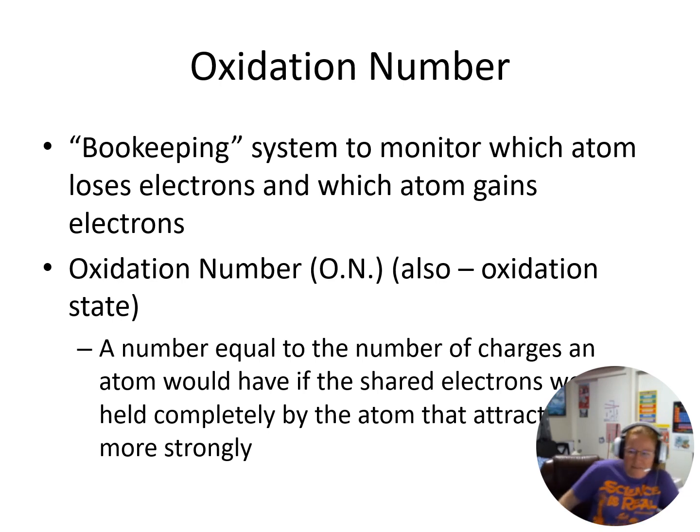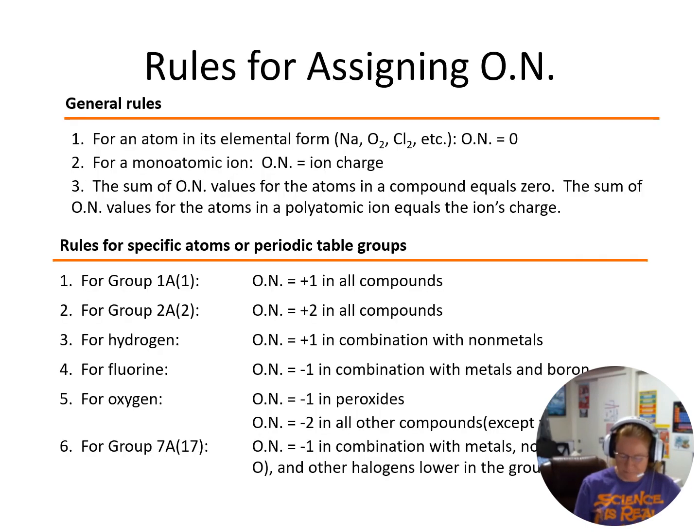So atoms have different values of what we call electronegativity. The more electronegative something is, the more strongly it attracts electrons. And so the more electronegative it is, the more time electrons spend with that particular atom. And so the oxidation number is going to let us figure out, if the electrons were completely transferred, what would that number be? Okay, so we have some rules.